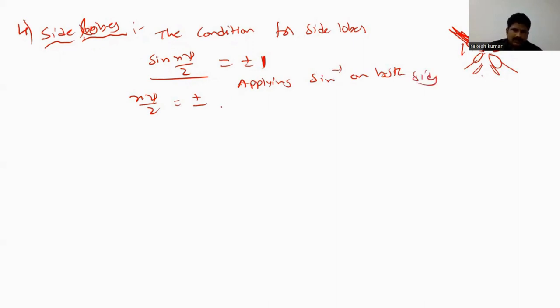We get n psi by 2 is equal to plus or minus (2m plus 1) psi by 2, where m is equal to 1, 2, 3, 4. Why are we not taking m is equal to 0? If you take m is equal to 0, we'll get the major lobe. But we want only the side lobes. Except the major lobe, all the remaining lobes are called side lobes. So that's why we are not considering the m is equal to 0 case.